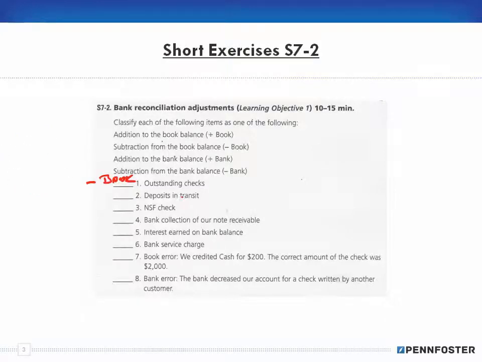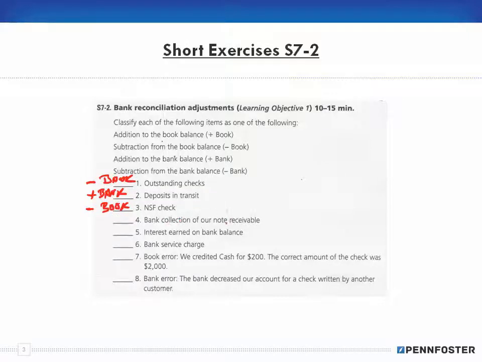Deposits in transit, same thing, but that's going to be an addition to the bank statement. Deposit in transit means I made a deposit, but it still hasn't shown up on the bank statement, so I would have to add that money to the bank statement. A non-sufficient fund check would be a subtraction from my book balance or my check register. Meaning, if the bank charged me for something and I don't have it in my check register, then I need to add it and subtract it from my balance, because that's money coming out of my account.